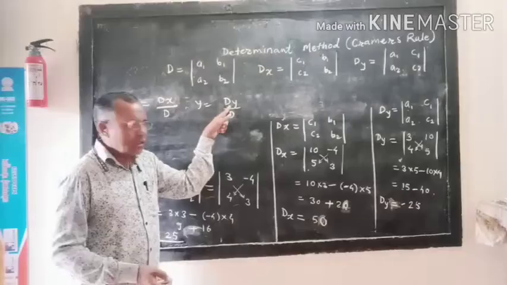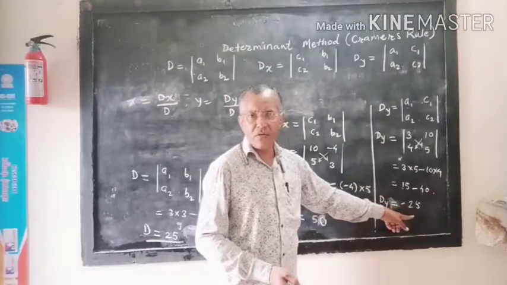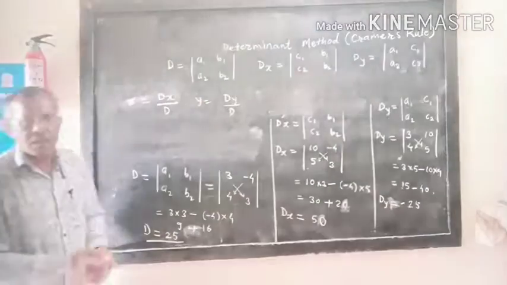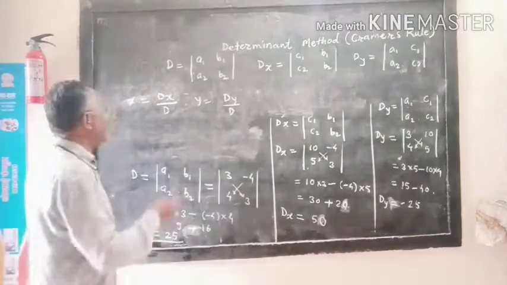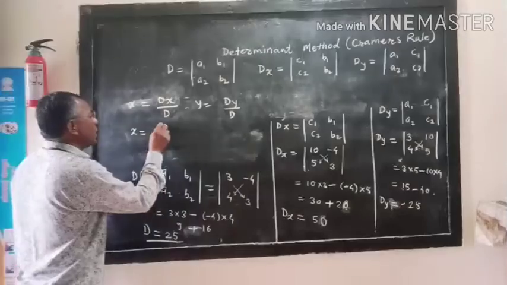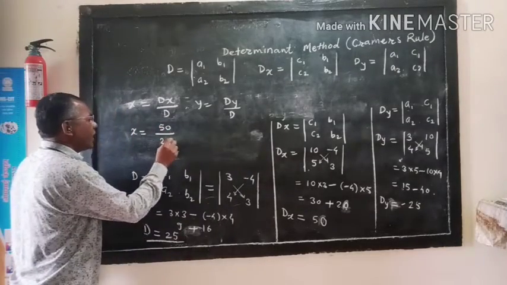D of y, what is the value of D of y? D of y is minus 25. And D is here 25. Now we will substitute the values. Therefore x is equal to D of x, 50, divided by the value of D, 25.